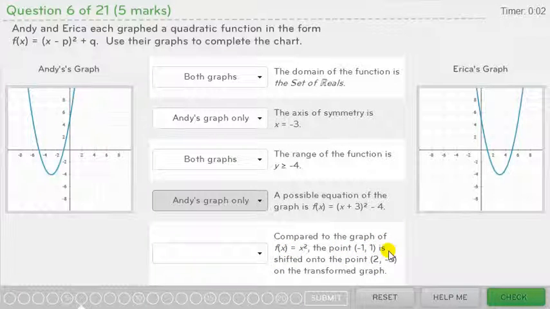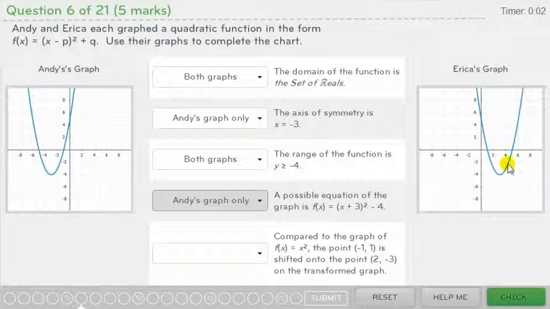And lastly, compared to the graph of the basic function f of x equals x squared, the point -1, 1 is then shifted to the point 2, -3. So on the basic graph, we have the point -1, 1. And we know that on Erica's graph, everything has been shifted 3 units to the right and 4 units down. So if I went from -1, +1, and I shifted everything over by 3 and down by 4, I would get to the point +2, -3.